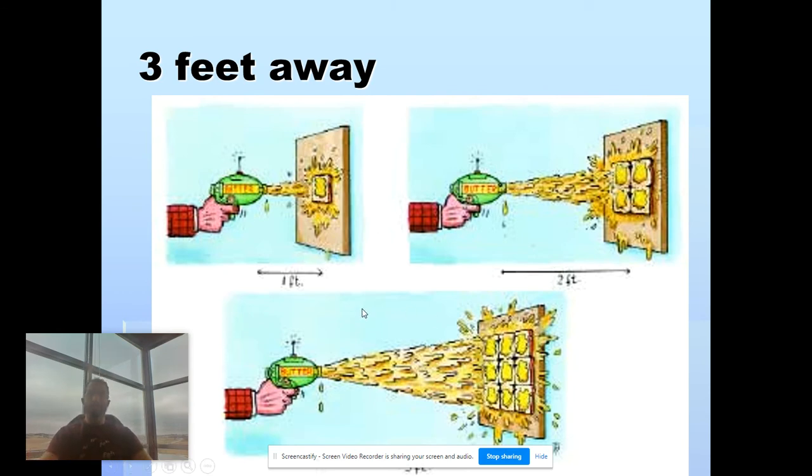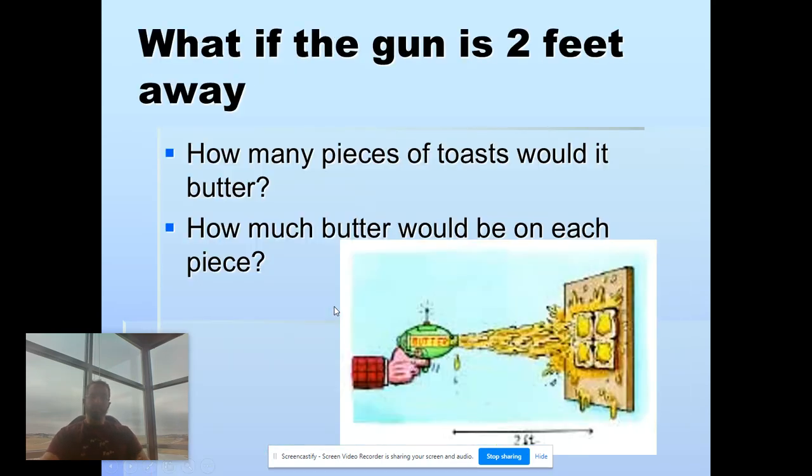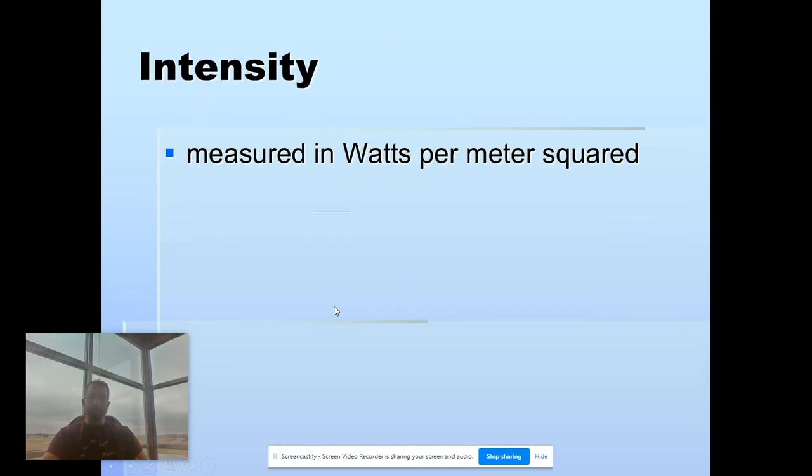1/9 of a pat of butter. That's right. So the intensity of the butter is an inverse square law kind of thing, right? If you're 3 feet away, you go 1/3 squared. That's how much butter is on each piece of toast. So that is really the same kind of thing as way back here, right?